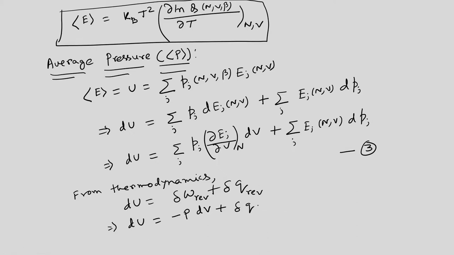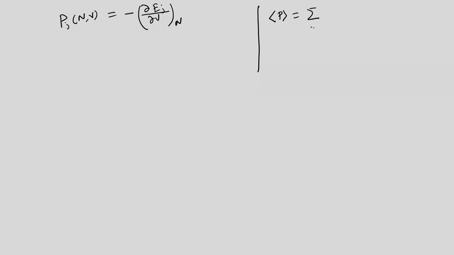So now, suppose this is our equation 4. If you compare the coefficient of dV of equation 3 and 4, what we obtain is p_j is minus del E_j by del V at constant N. This is because average pressure we can also write as sum over j, probability of the jth state times pressure at the jth state.